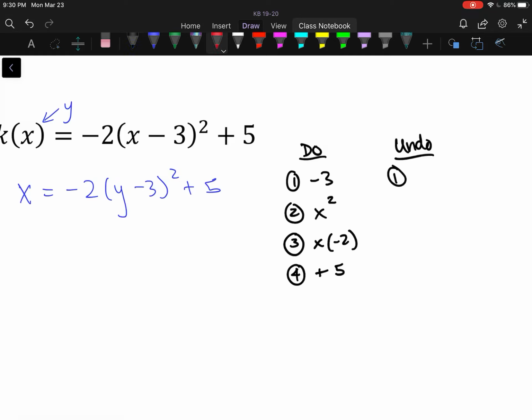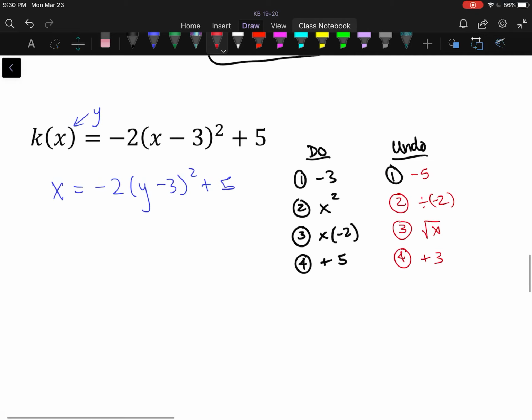You guys can see they're progressively getting longer. We would subtract 5. Then our next step would be the previous step 3. So we're going to divide by -2. Step 3 would be our previous step 2. So we're going to square root. And then step 4 would be to add 3. And so if we follow that list, we should be able to get through this successfully.